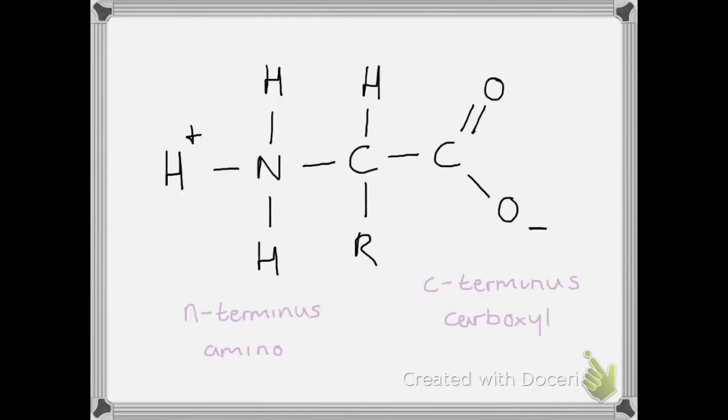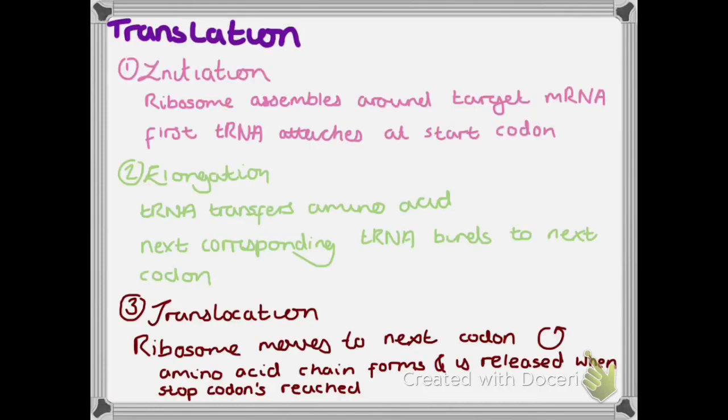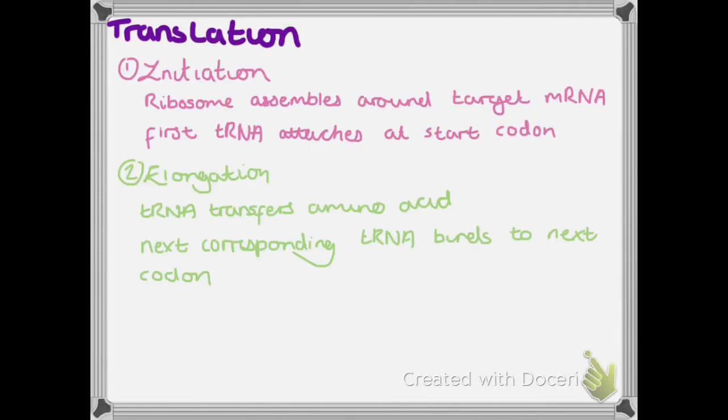All amino acids have the same basic structure, so you've got amino, which is your N-terminus, you've got a carboxyl group, which is your C-terminus, you've got hydrogen, and then you've got an R or variable group. It's this variable group that gives each different amino acid its unique chemical properties, and that's why we have 20 different ones. So we use the genetic code that's brought across by the mRNA to put these amino acids in order.